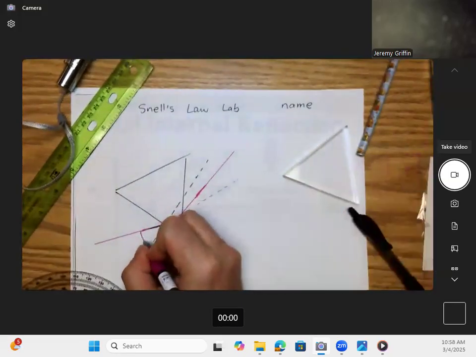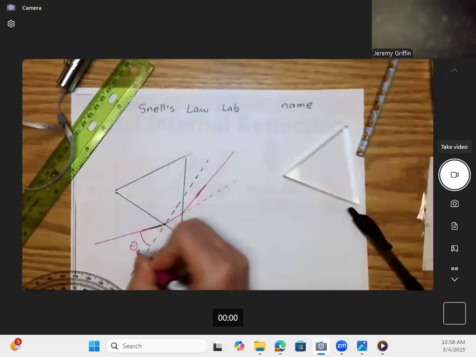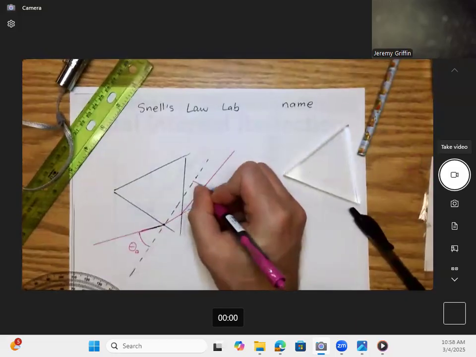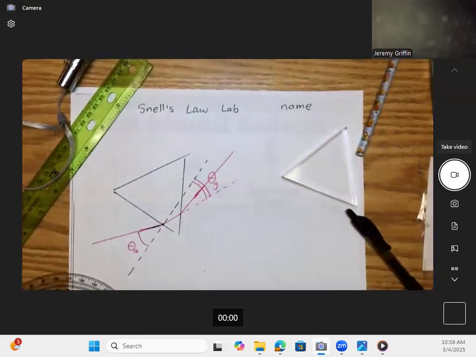Here is my angle on the side of the air. I'll call it theta A, for angle for air. And here's the angle on the side of the glass. Call it theta G, for theta glass. You guys get it? A couple of angles.